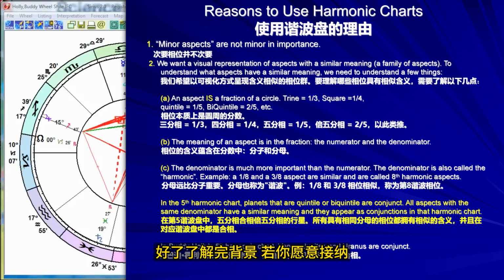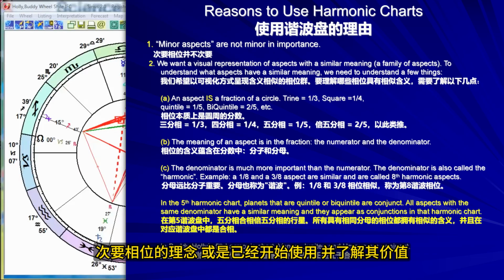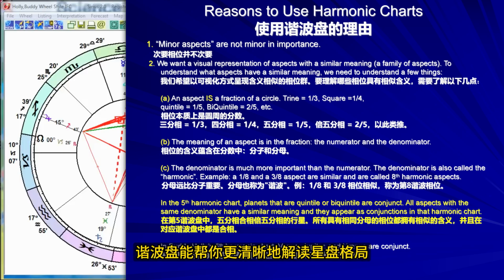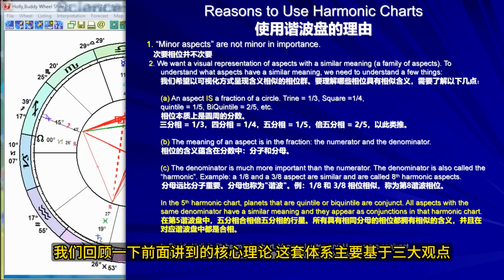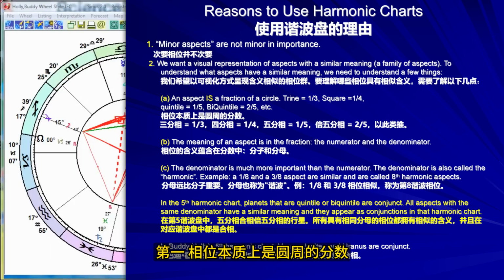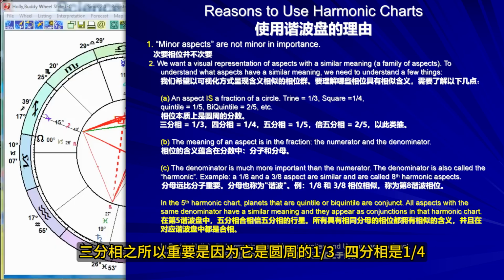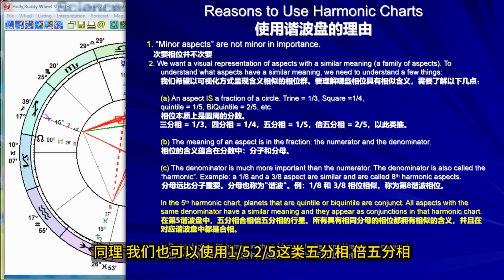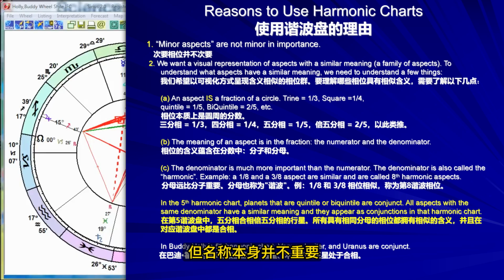Okay. Now that we've established that, if you're one of these people who's either open to the idea of minor aspects or you've started using them and you're seeing that they're important, the harmonic chart will help you see more clearly what's going on. And to review some of the ideas I started presenting, there's three major theoretical ideas behind this. One is that an aspect is a fraction of a circle. The reason why a trine is important is because it's 1/3 of a circle. A square is 1/4, and we can use other fractions, 1/5 and 2/5. And we can give them names like quintile and biquintile, but the names are not that important.